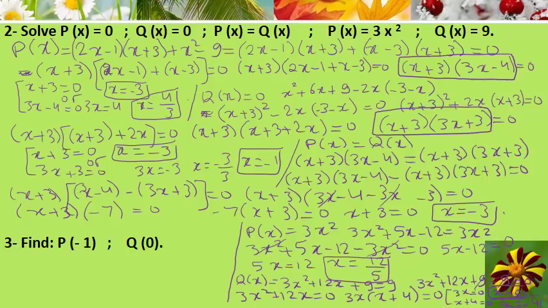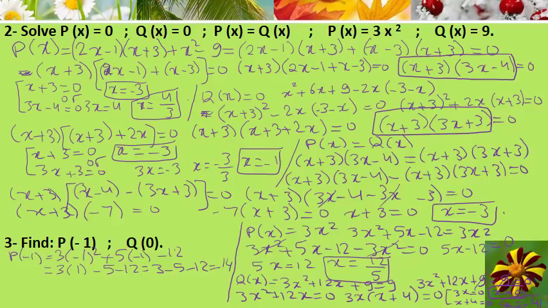Now we should find P of minus 1 and Q of 0. To find P of minus 1, what do we take? Expanded form. We substitute in the expanded form. 3x squared plus 5x minus 12, right? Yes. So we substitute. 3 into minus 1 squared plus 5 into minus 1 minus 12 equals 3 into 1 plus minus 5 minus 12 equals 3 minus 5 minus 12, which is minus 2 minus 12, minus 14.